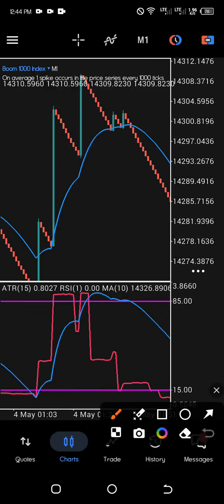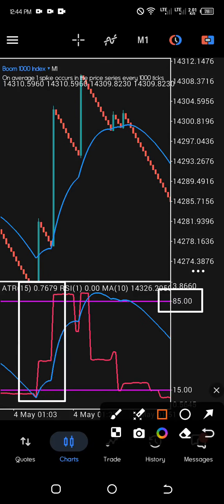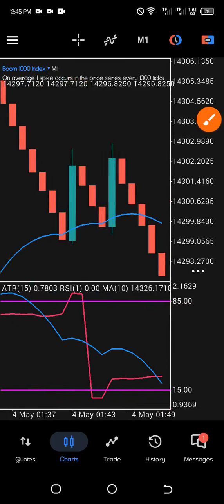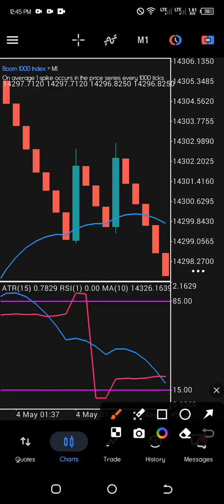Then the next thing we do, after we confirm that the average range is at its 85 levels, is to wait for the average true range line to cross below the moving average, which happens right here. So after crossing below the moving average, the next thing we do is to wait for the candle to close below the moving average. A candle closing below the moving average.